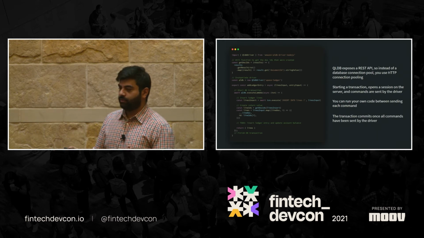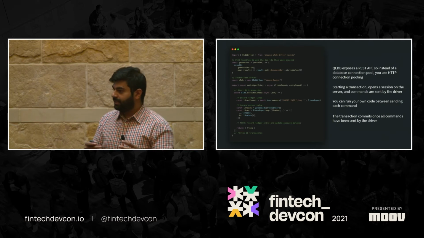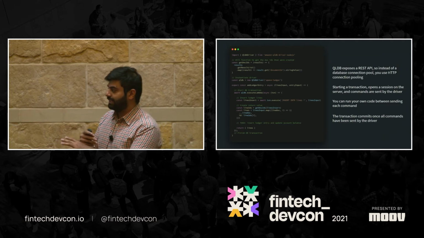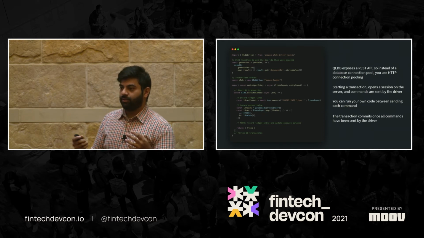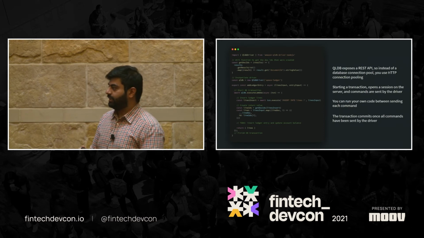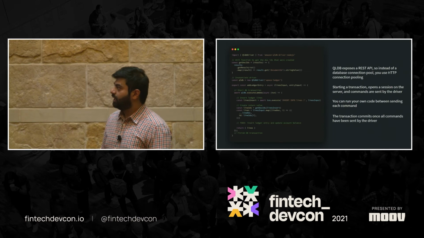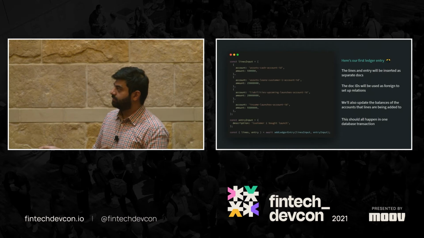But that's usually long enough that you can read some data, do some calculations, and then send it back. And we'll talk about how that is transactionally consistent. In this example, we're doing the very first step, which is inserting these lines into the lines table.